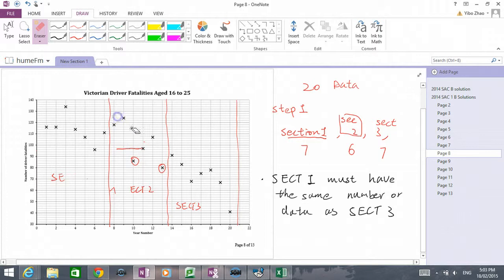Okay, sorry. Let me erase this. Okay, let's do some work. I want this line there, but let's do some work with section 3.